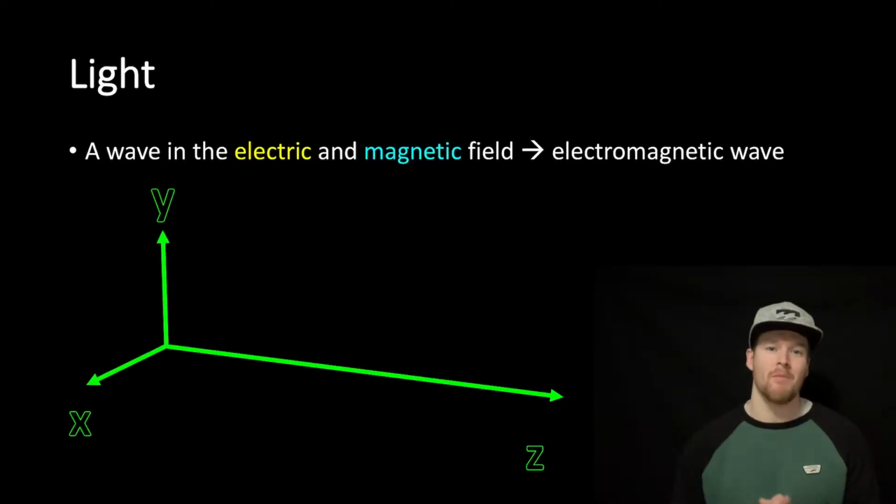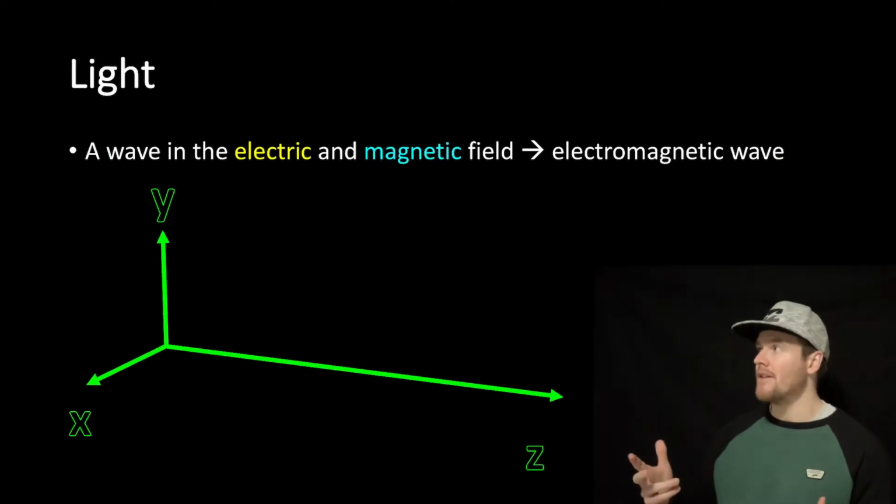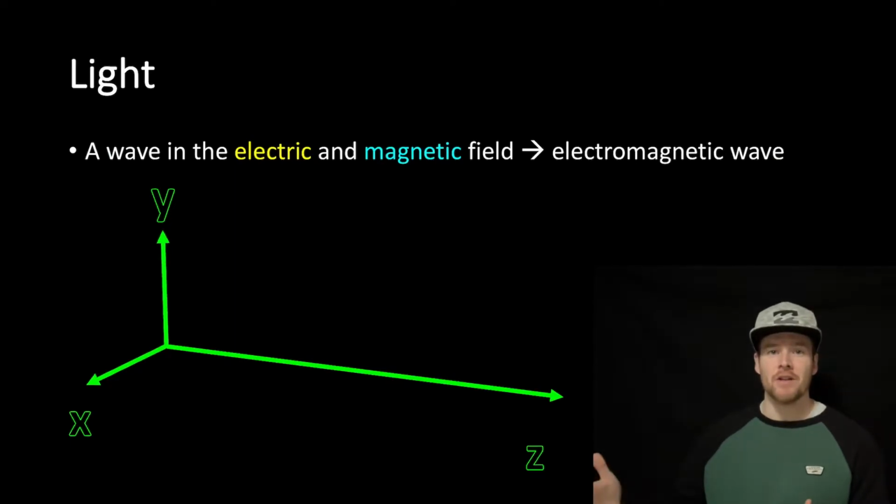Now, it turns out that light is a transverse wave, and some evidence that we have for this is that light can be polarized. Before we talk about polarization, let's talk about what light is. Light is a wave in the electric and magnetic field, also called an electromagnetic wave. And we're going to look at EMR or electromagnetic waves more in the next lessons, but let's just take a quick look at this diagram.